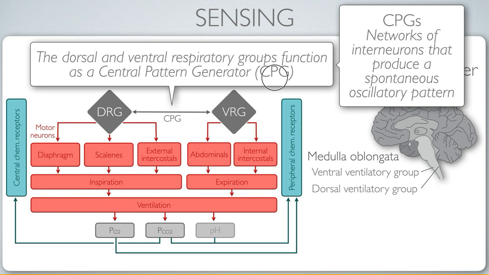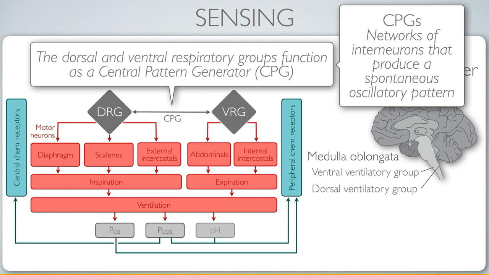That is, there are neurons that make it so that when the ventral respiratory group is activating these muscles, then the dorsal respiratory group is inhibited. And when the dorsal group is activated, then the ventral group is inhibited.